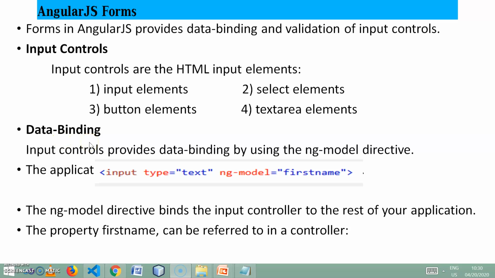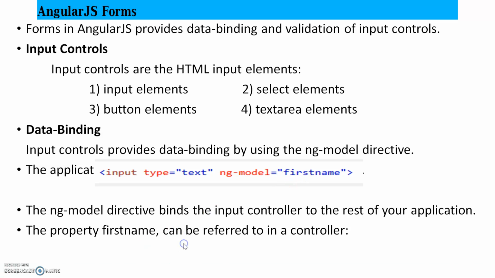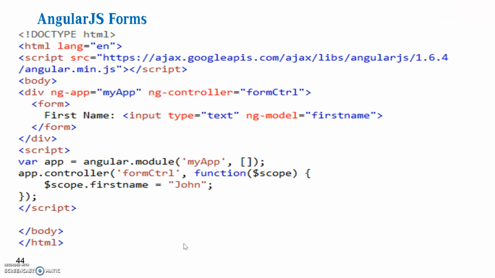For data binding, we have already seen we can use ng-model and the name, and then this ng-model will bind the data with this name, and you can use this name to modify or retrieve the data from this property name, firstName, by the controller.